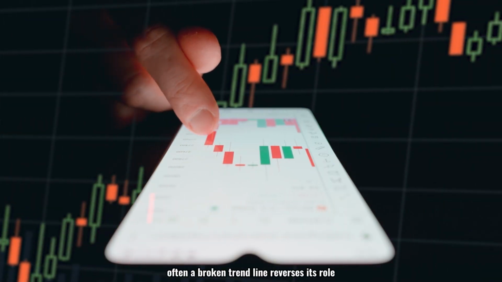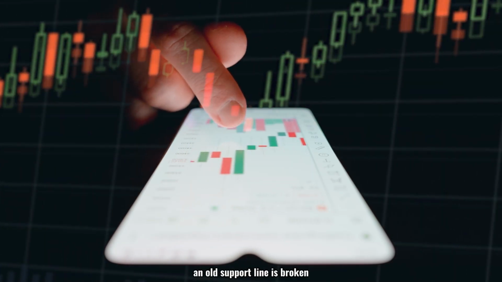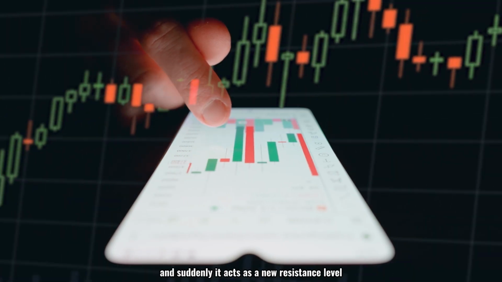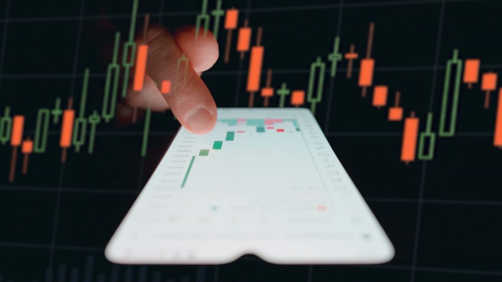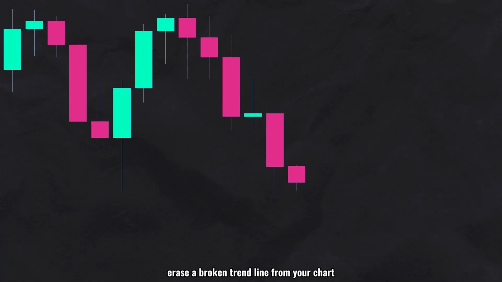Often, a broken trend line reverses its role. An old support line is broken, the price comes back to retest from the other side, and suddenly it acts as a new resistance level. This is why you should never immediately erase a broken trend line from your chart.